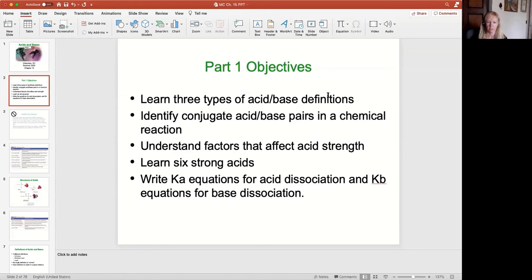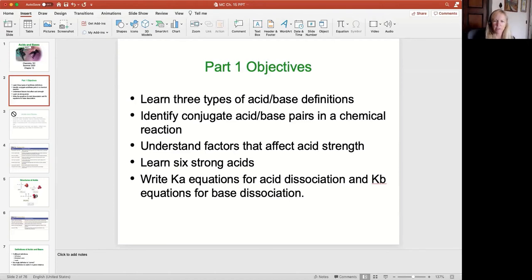Understand factors that affect acid strength. So there's two primary factors that are going to affect acid strength. We're going to learn those today. We're going to learn the 6 strong acids. I do encourage you to learn the 6 strong acids because once you know the 6 strong, then everything else is a weak acid, which is kind of nice. And then we're going to learn to write Ka. So Ka, remember, is our equilibrium constant. Ka and Kb dissociation equations. So that's our lineup for today.